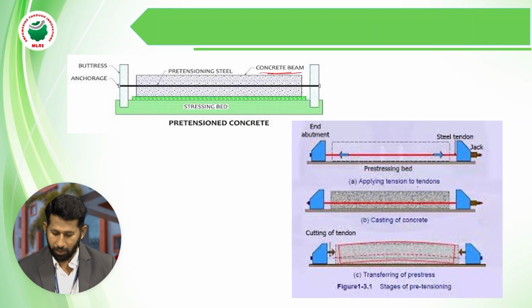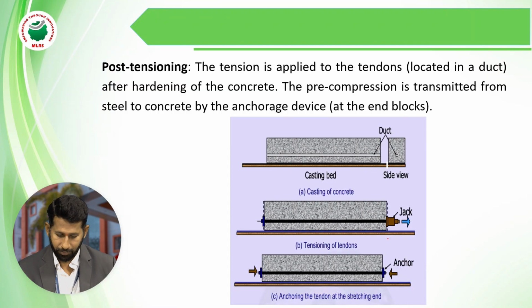Applying tension to the tendon, then casting of concrete, then transfer of the prestress. These are the stages of prestressing. One end is the end abutment, the other end has the jack, with the anchorage. So this is the manufacturing process of pre-tensioned concrete.